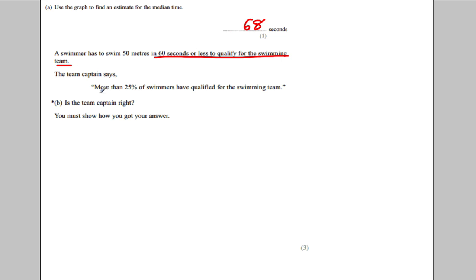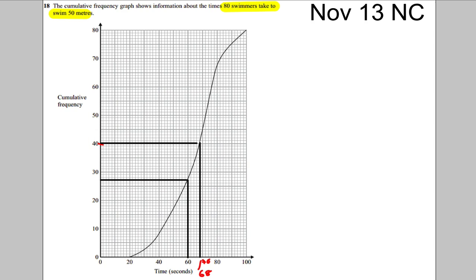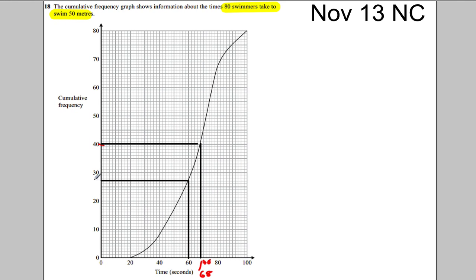The team captain says more than 25% of the swimmers did qualify. Are they right? Well, 60 seconds or less. Let's go to the graph. Let's draw up from 60 seconds and let's read across. It looks like to me that the people that did it in less than 60 seconds, because we're looking at less here, must be equal to 27 people.